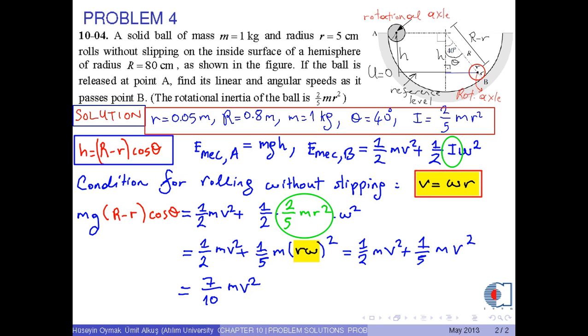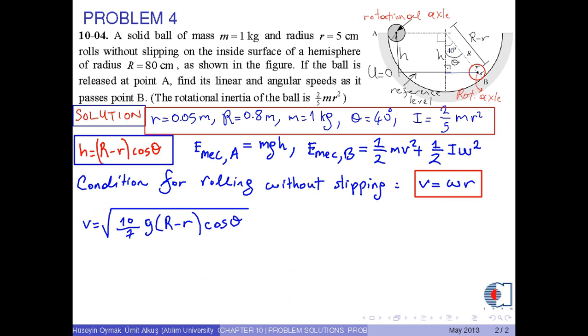Now the m's on both sides cancel to give g times capital R minus r times cosine theta equals 7 over 10 times v squared. And since we are asked to find the linear speed, the expression for v is calculated to be v equals square root of 10 over 7 times g times capital R minus r times cosine theta.